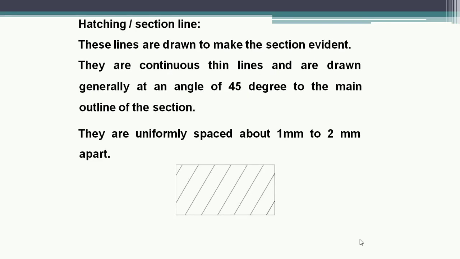Then the hatching or section line. Basically these lines are drawn to make the section evident. They are continuous thin lines and are drawn generally at an angle of 45 degrees to the main outline of this section. They are uniformly spaced about 1 mm to 2 mm apart.